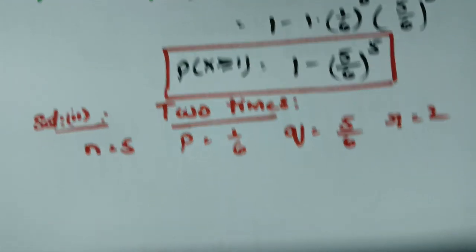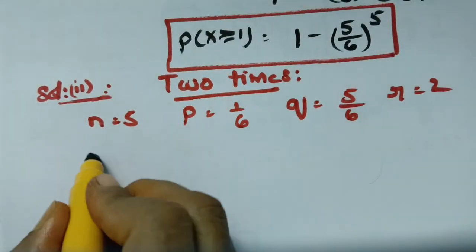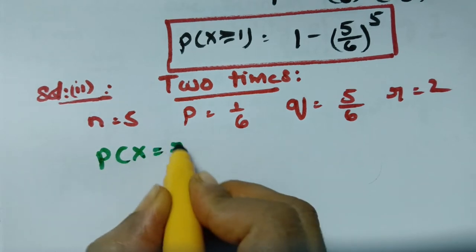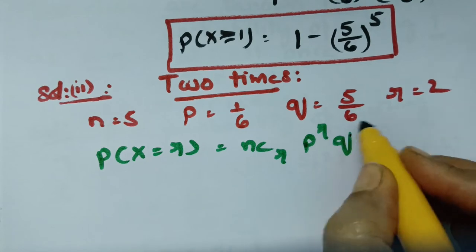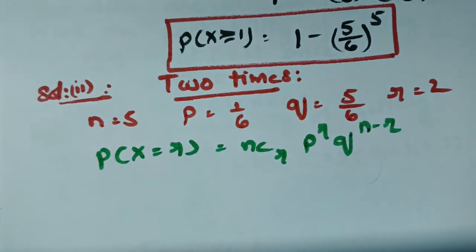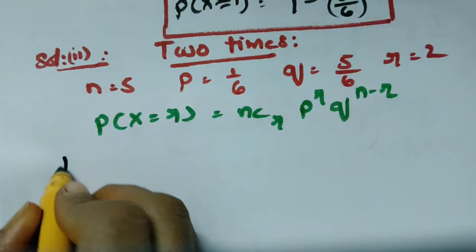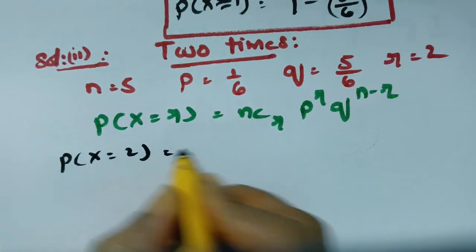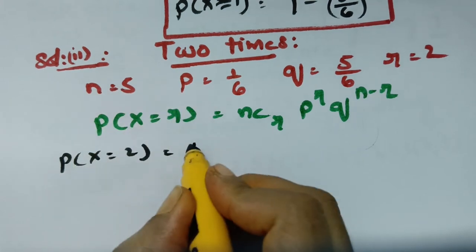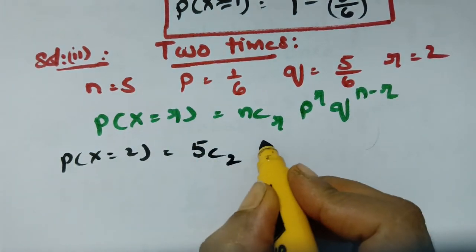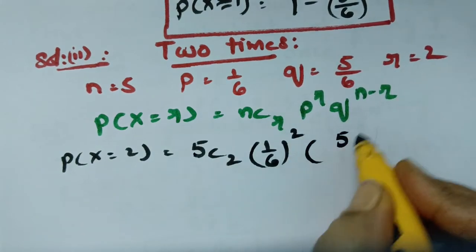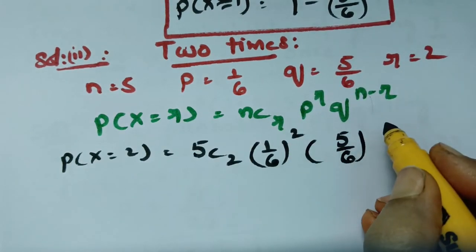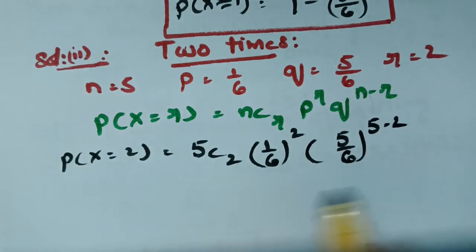So, we have the binomial distribution formula, that is, probability of x is equal to r is equal to nCr, this is p power r, then this is q power n minus r. Now, if I substitute here, then this will be probability of x is equal to 2 is equal to, what is n? n is equal to 5, this is 5C2. p is equal to 1 by 6 power r, that is 2, and q is equal to 5 by 6 power n minus r, that is 5 minus 2.